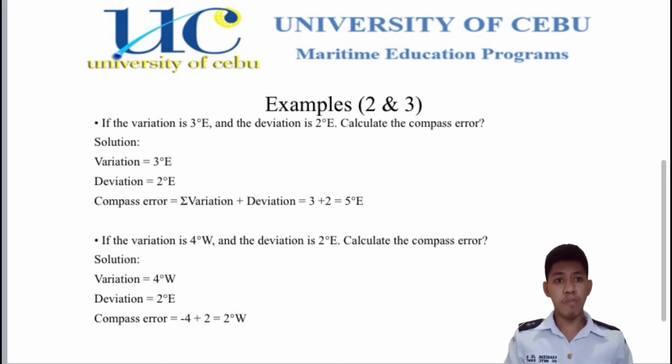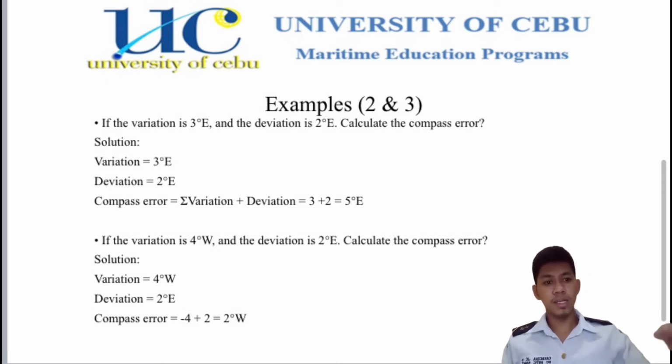If the variation is 4 degrees west and the deviation is 2 degrees S, calculate the compass error. Solution. Variation equals 4 degrees west, deviation equals 2 degrees S, compass error equals negative 4 plus 2 equals 2 degrees west.